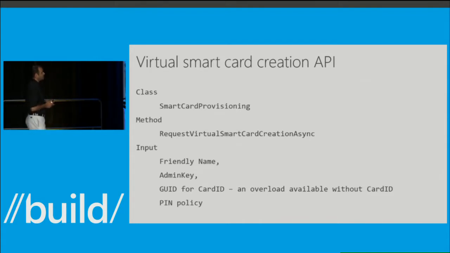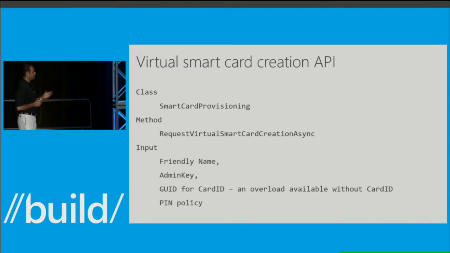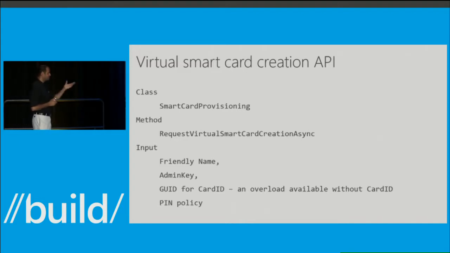So the key class here is the smart card provisioning class. And these are all WinRT APIs, by the way. These are not Win32 APIs. And the key method here is request virtual smart card creation. To that API, you can pass a friendly name, an admin key, a GUID for card ID, and I believe there's an override available without the card ID, and a PIN policy. And I think there's an override without the PIN policy as well, in which case we'll use a default PIN policy, and I'll talk about that later. So with this API, you can create a virtual smart card on a local PC if there's a TPM on the machine.